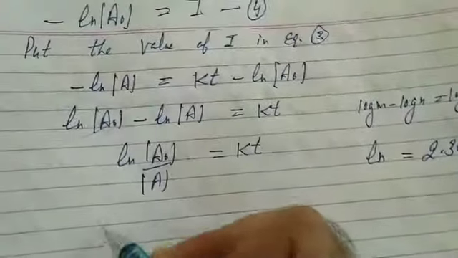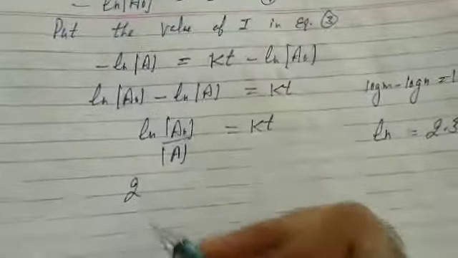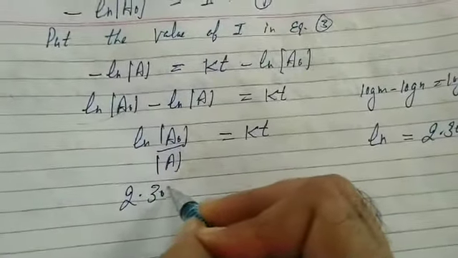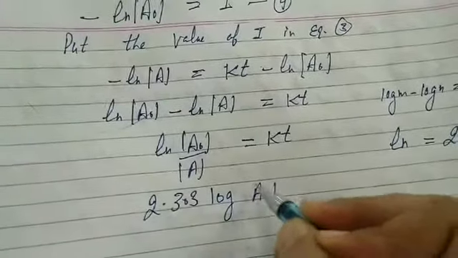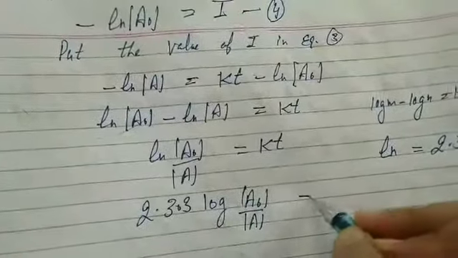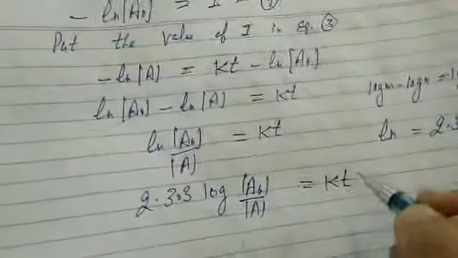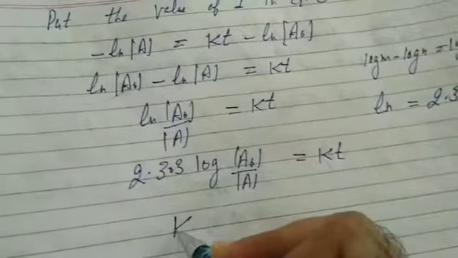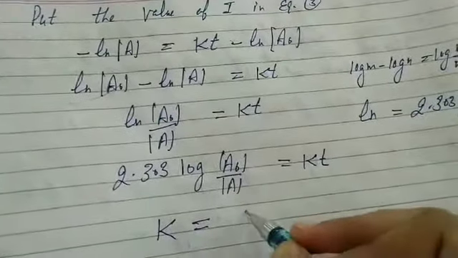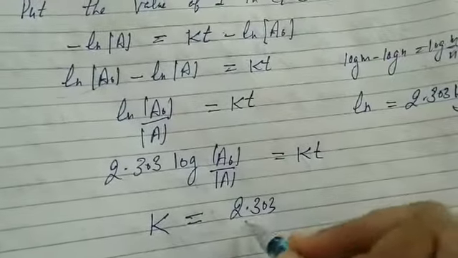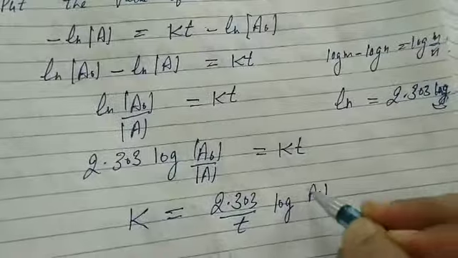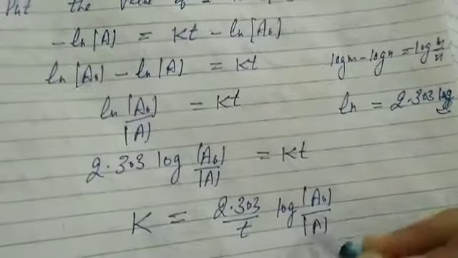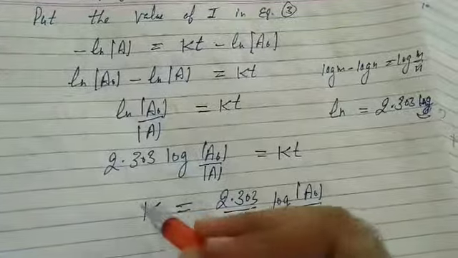Do the same step. 2.303 log A naught upon A is equal to kt. We are deriving the integrated rate law equation for first order reaction, that is k, rate constant, becomes equal to 2.303 upon t into log A naught upon A. That's the integrated rate law equation for first order reaction.